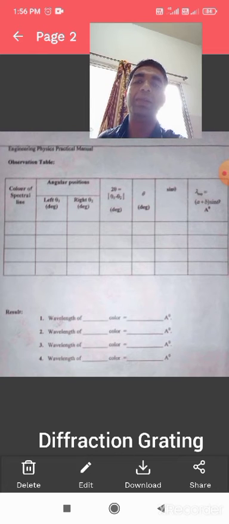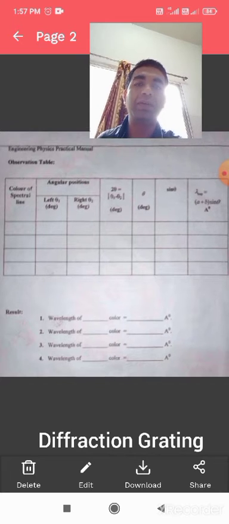Then measure the angles for the left side, then for the right side. Then take the difference, so that 2 theta is equal to mod of theta 1 minus theta 2. Why mod? Because angle is never negative. Then divide by 2, so we'll get the angle theta. Then take the sine of that angle. That will give you sine theta.